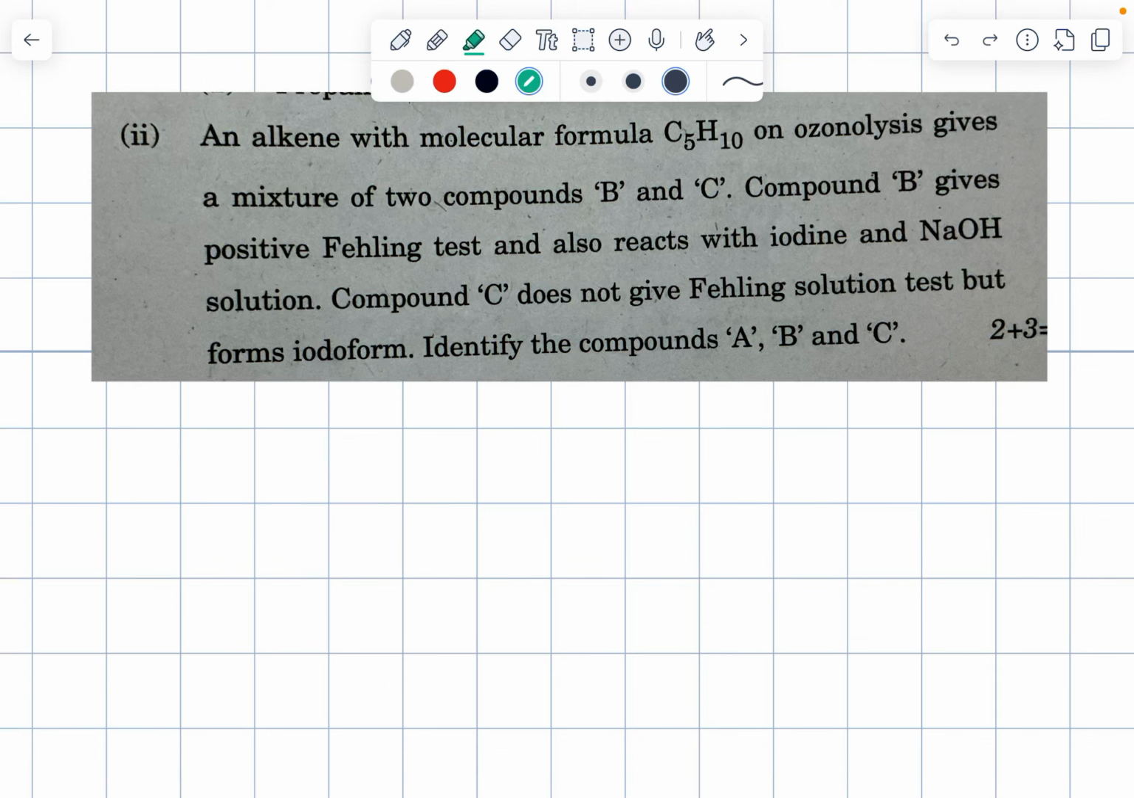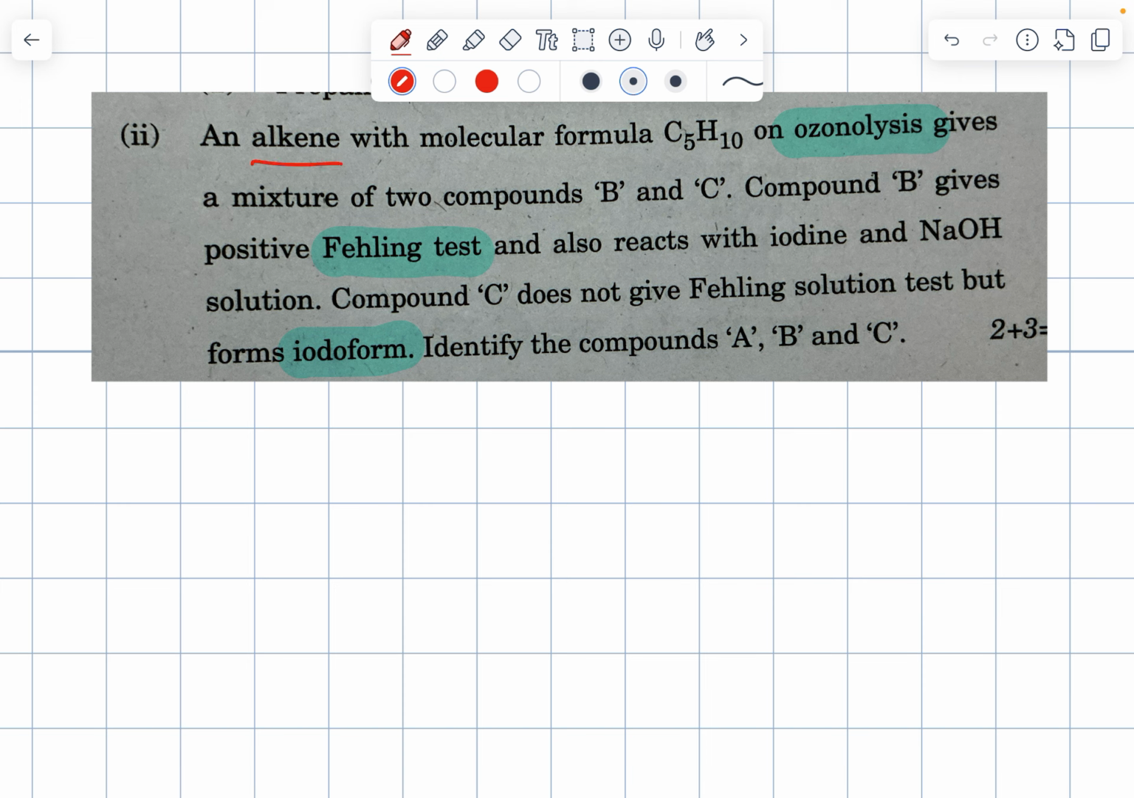Hello everyone. This question is from aldehyde, ketone, carboxylic acid. So in this question, what concepts will be involved? Ozonolysis, Fehling test, and iodoform test. So let me solve this question.